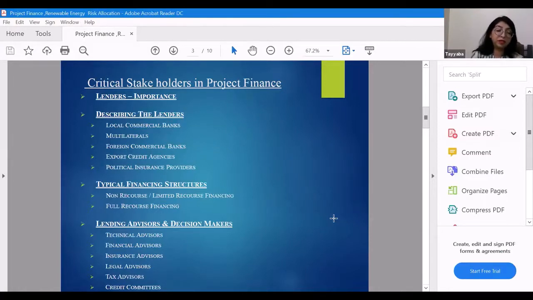Export credit agencies' presence is also limited. Export credit basically means that if you are sourcing some machinery from a European country, for example Germany, export credit is given so you can buy the machinery and pay.